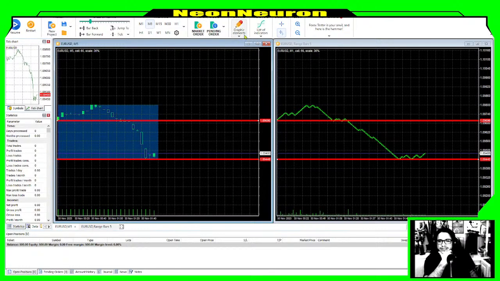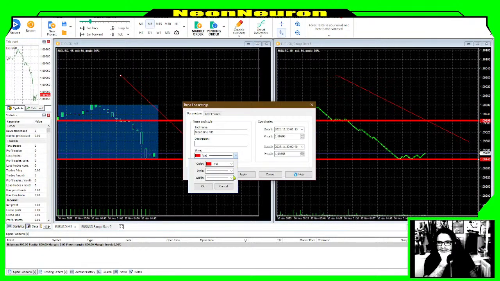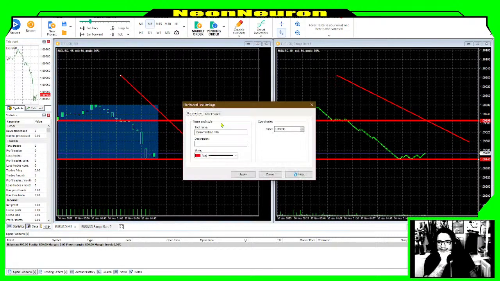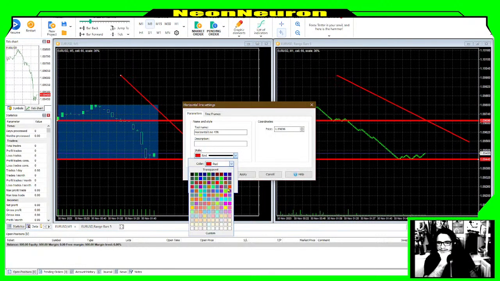Actually, we can use just a trend line. So we have price going down. That is a very thin line. Let's make it a little thicker. Apply. And let's turn these yellow. I don't like red. Just not used to it.